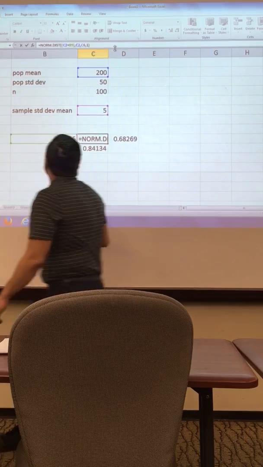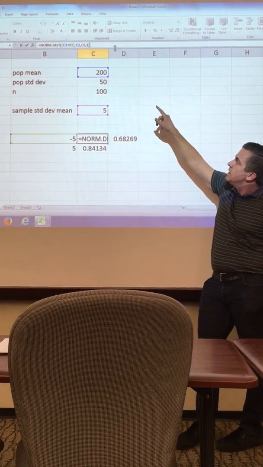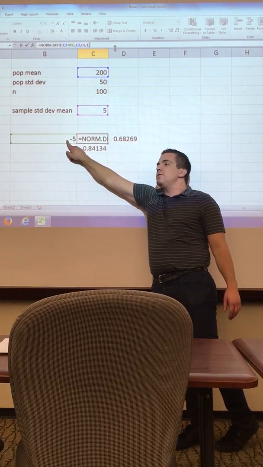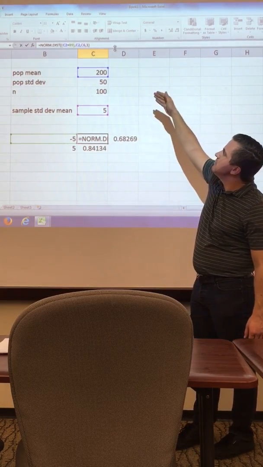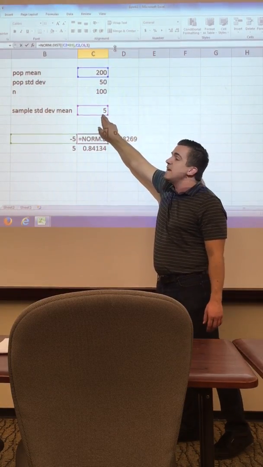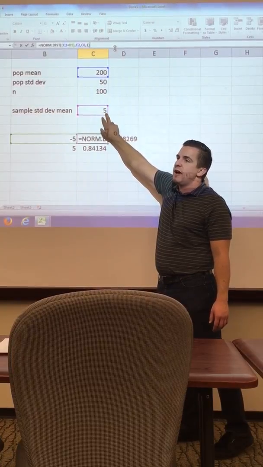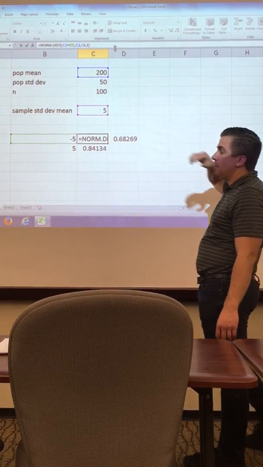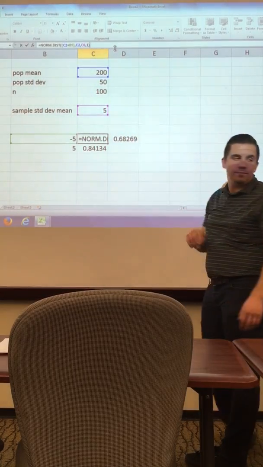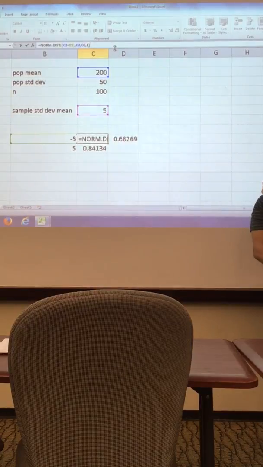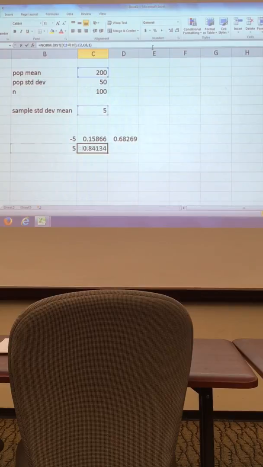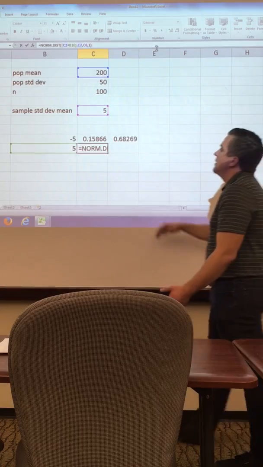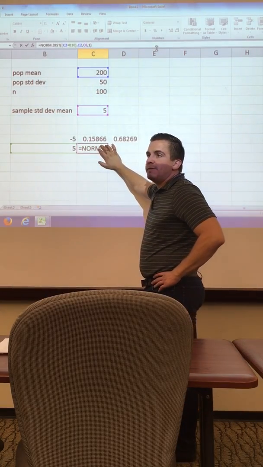So we're finding the area to the left of 195, or this brown area here, as the first thing we're estimating. To do that, we take the population mean, add in this -5, and say the population mean is 200, and for the standard deviation we're using the sample standard deviation instead of the population standard deviation, because we're estimating the mean from a sample. The next one is kind of the same idea, but instead of the lower bound, we're now doing the upper bound. So instead of 195, we're doing 205.